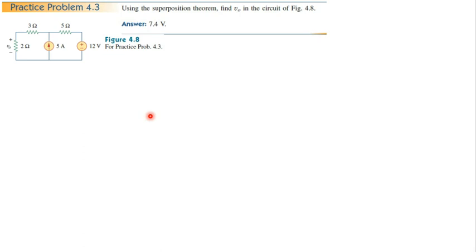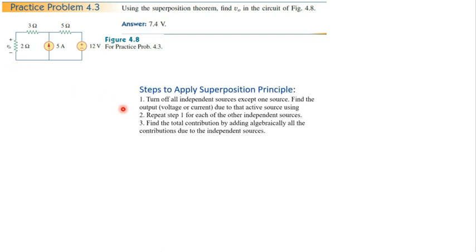Right now we'll be doing practice problem 4.3 using the superposition theorem. Find Vo in the circuit of figure 4.8. This is figure 4.8 right here. And now we'll find out the rules of the superposition, the steps to apply it.